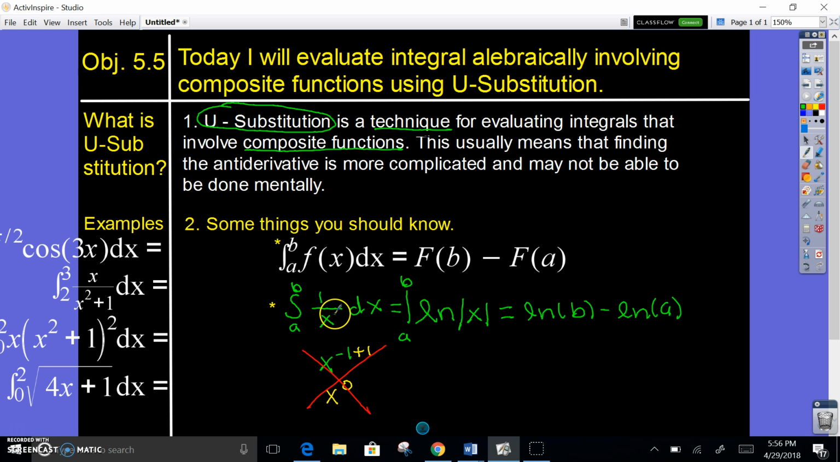So those are a couple things to keep in mind as we move forward with U substitution. Okay, so I'm going to go ahead and set up my problems. We're going to do 4 examples so that you better understand how this is going to work.